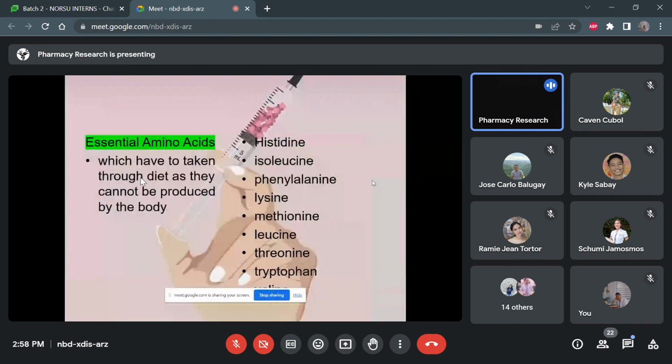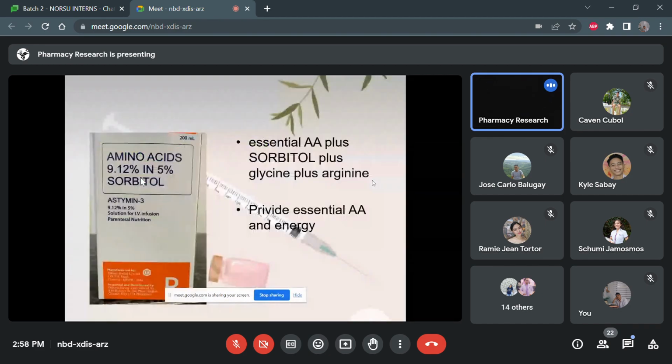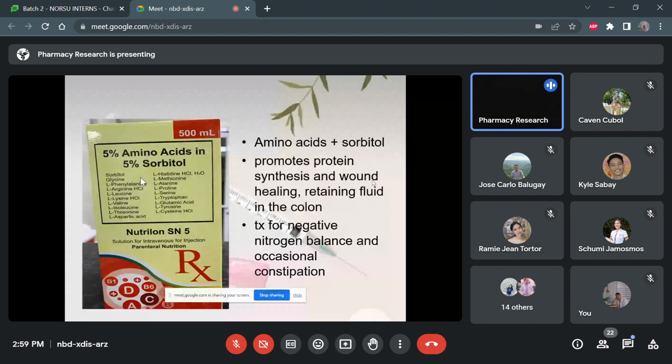So, this is our most common example of amino acids, guys, the Astimine. So, it provides essential amino acids and energy. This is the amino acid that contains sorbitol. Astimine S was the earlier one, now Astimine C. But it contains 5% sorbitol. Dionotrilone SN5 also still contains sorbitol.